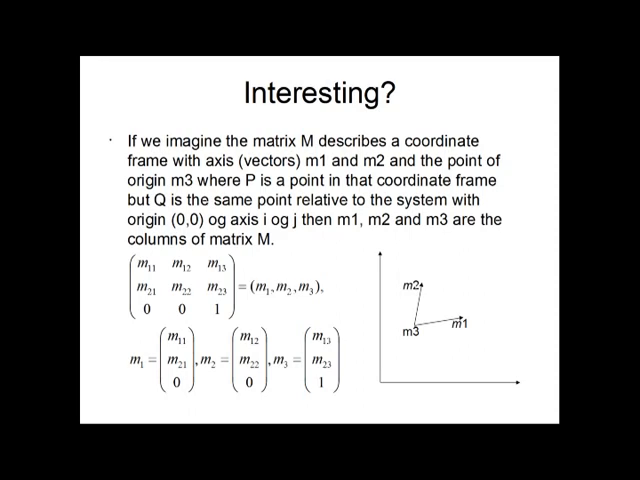So anytime we take a point P, and say the point P is the coordinates in the local coordinate frame, we multiply that with this matrix and we get out the point Q, which is the coordinates for the same point. It's the same point, but it's different coordinates because those are the coordinates for the point in the global coordinate system.